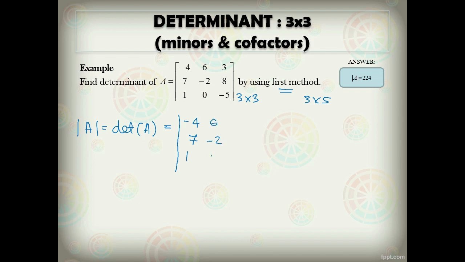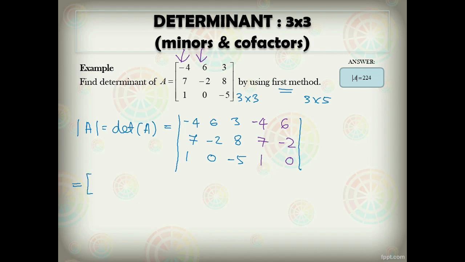6, minus 2, 0, 3, 8, minus 5, and please add 2 additional columns by writing the first 2 columns. The first is minus 4, 7, 1, and the second is 6, minus 2, 0. Then close the straight line. Now we will do the multiplication.